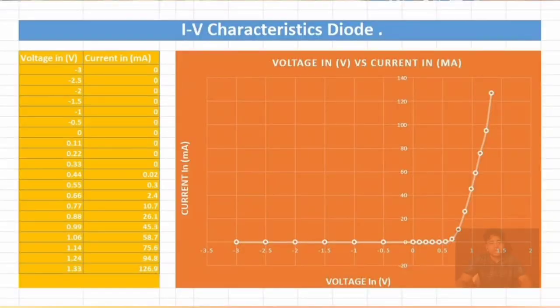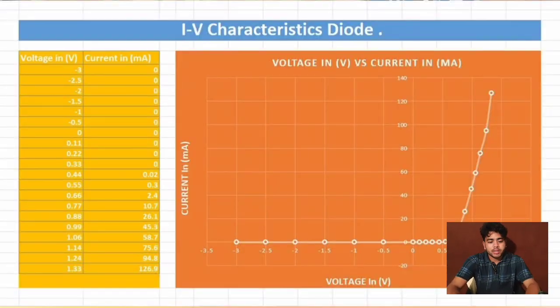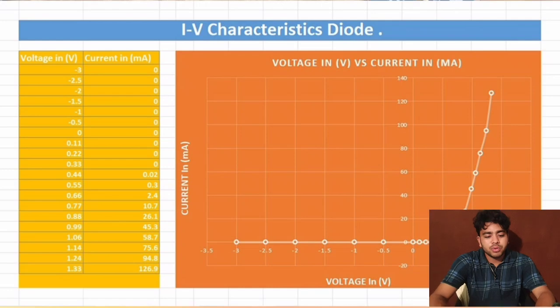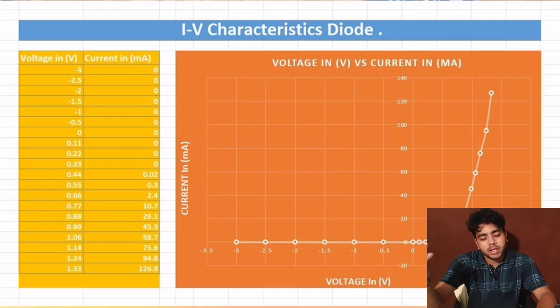You can see this is the graph of the IV characteristic of the diode. Initially we took 0 voltage and got 0 ampere current, obviously, and from 0 to 0.49 we got 0 ampere current. After that, 0.49 volt is the breakdown voltage, and after that we got some value of current. When we increase the voltage, the current also increases.